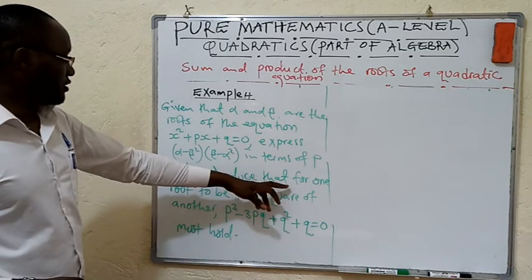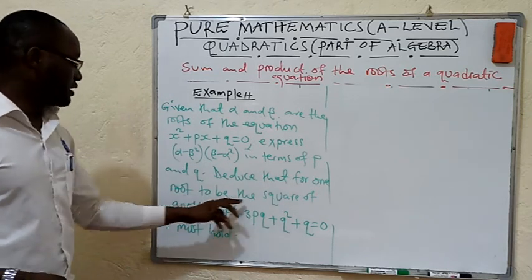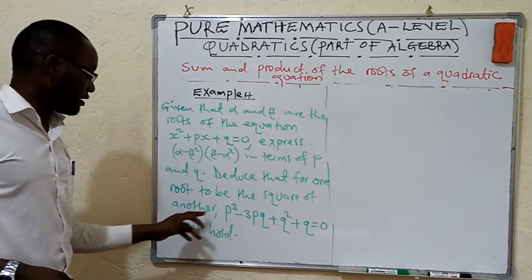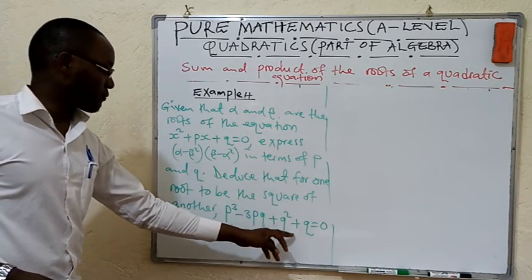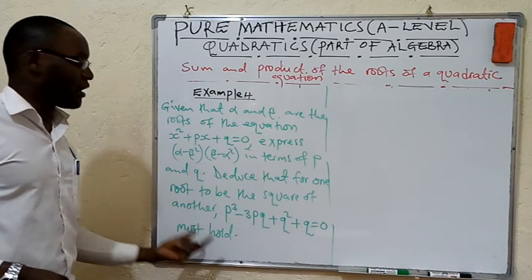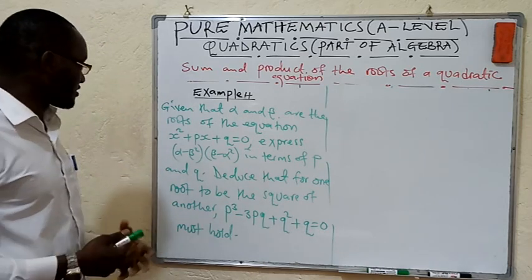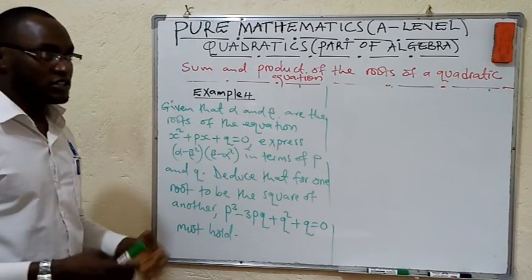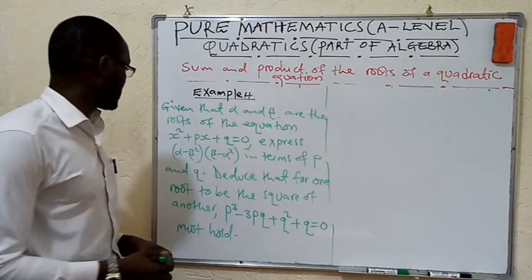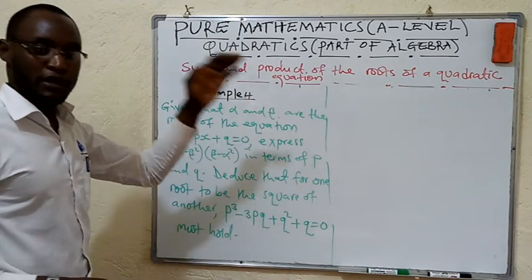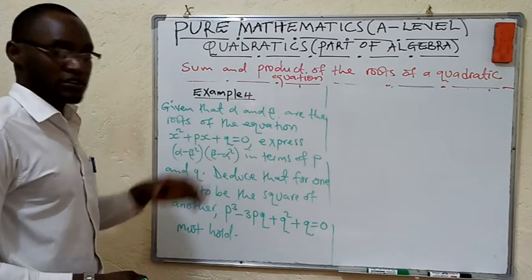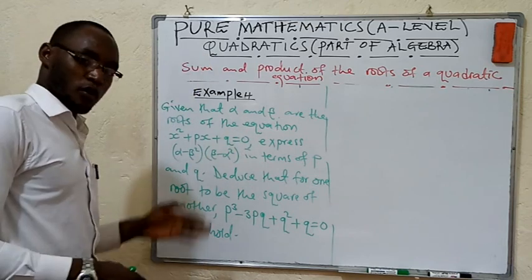Then deduce that for one root to be the square of another, p cubed minus 3pq plus q squared plus q is equal to 0 must hold. Let us go and see. It's just an application of the knowledge which we got. Which knowledge did we get? We got that the sum of roots is equivalent to negative b over a, and the product of roots is equivalent to c over a.